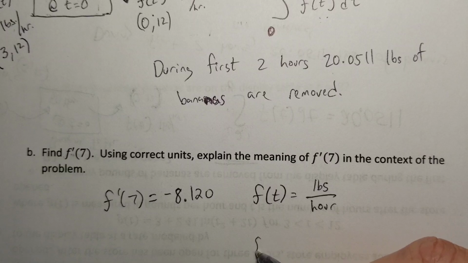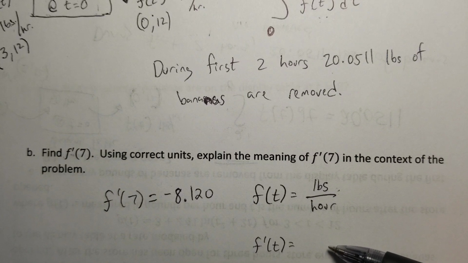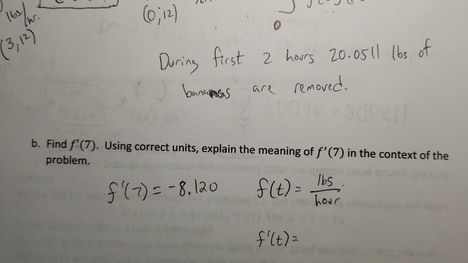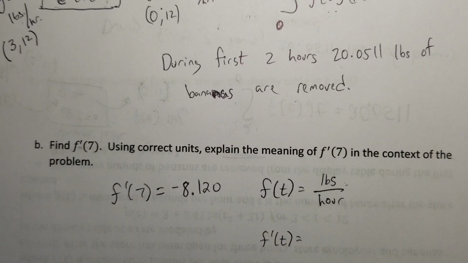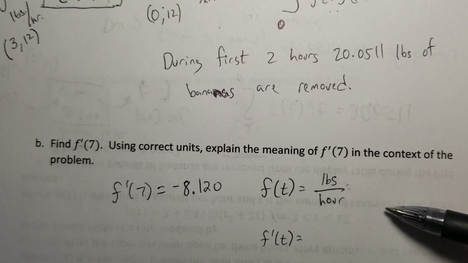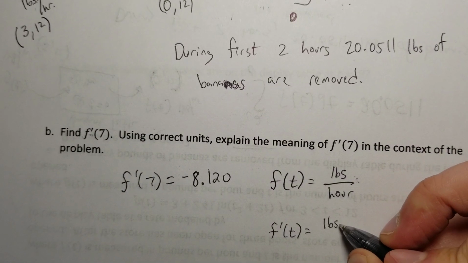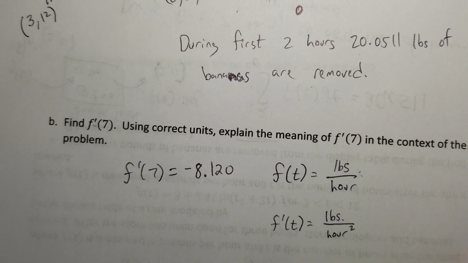So I want to know what are my units for f prime of t, which means that I want to take pounds per hour and essentially take the derivative of it. So think of other rates that we know. Meters per second, feet per second. If we took the derivative of those first derivative levels, we would end up getting meters per second squared, or feet per second squared. It's the same thing here, right? We have pounds per hour now per hour. So f prime of t is going to be pounds per hour per hour, or pounds per hour squared.